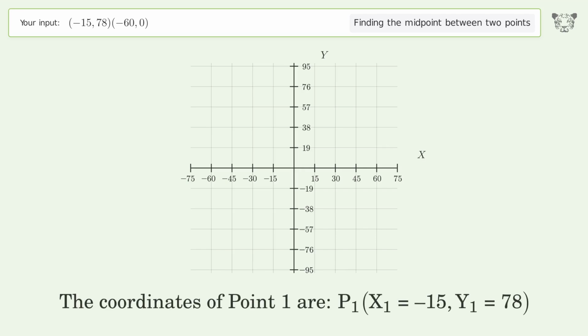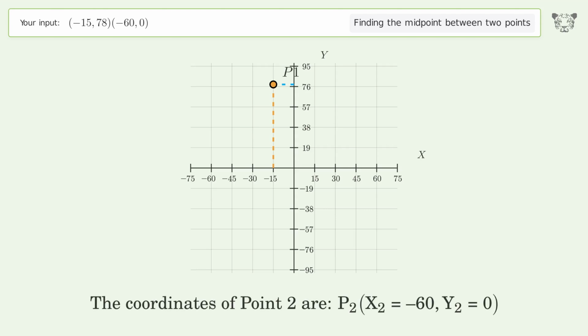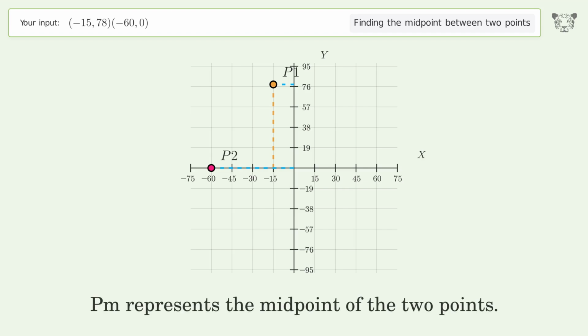The coordinates of point 1 are, x1 equals negative 15, y1 equals 78. The coordinates of point 2 are, x2 equals negative 60, y2 equals 0. PM represents the midpoint of the 2 points.